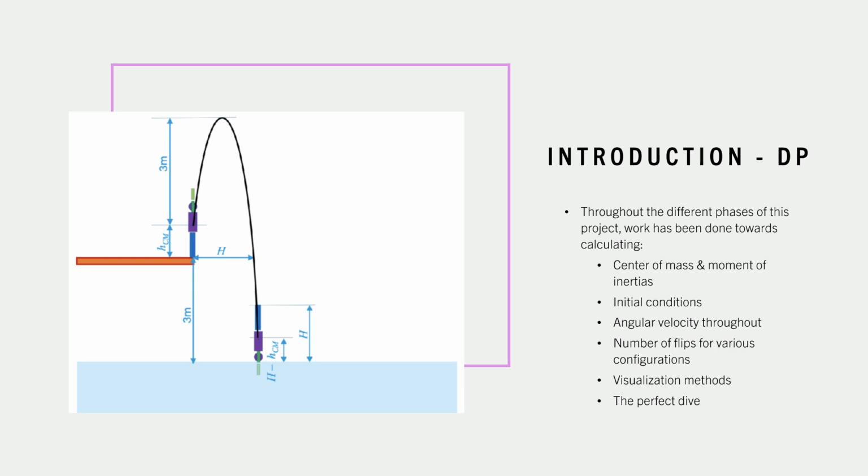Throughout the various phases of this project, using the provided data, we calculated the initial conditions, center of mass, moment of inertia, and angular velocity throughout the dive. Additionally, we determined the number of flips achievable for various configurations and created simulations to visualize the perfect dive.